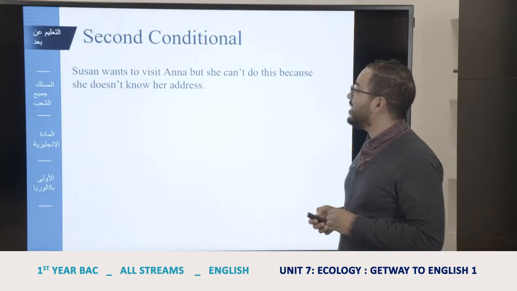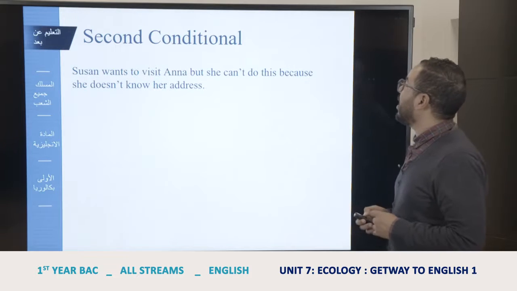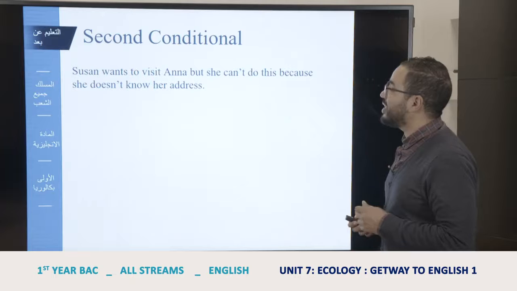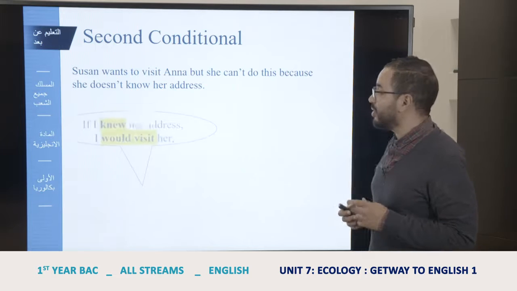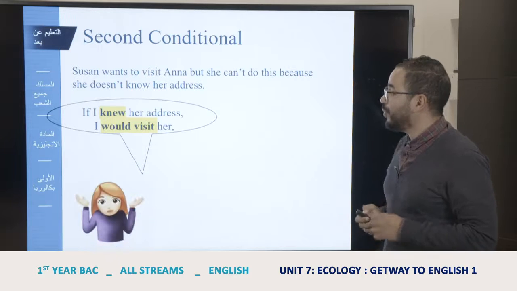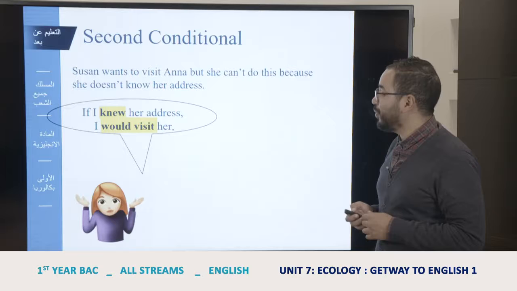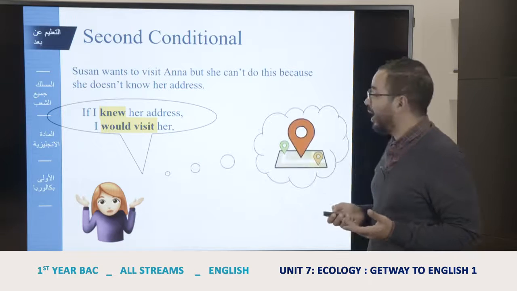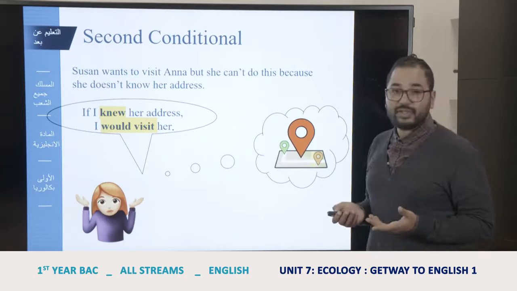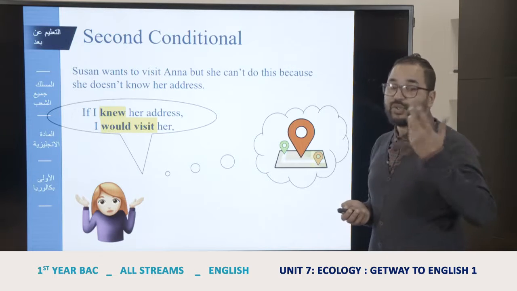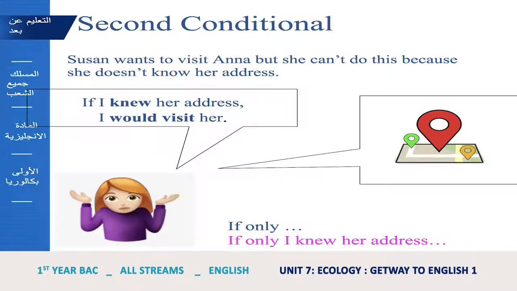Another situation: Susan wants to visit Anna, but she can't do this because she doesn't know her address. So if I knew her address, I would visit her, but I don't know her address. So I'm just imagining what would happen. Or I can say, if only I knew her address.